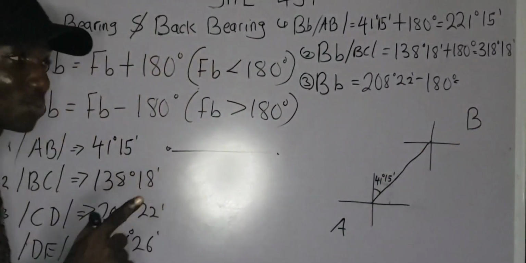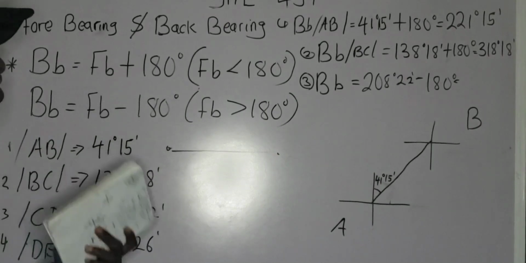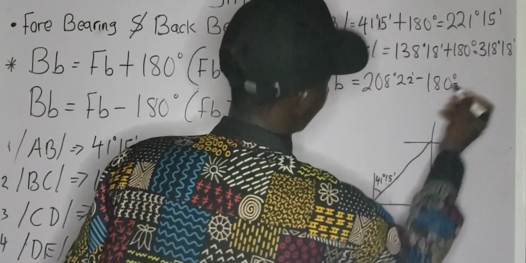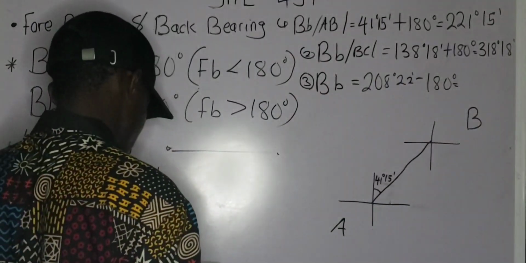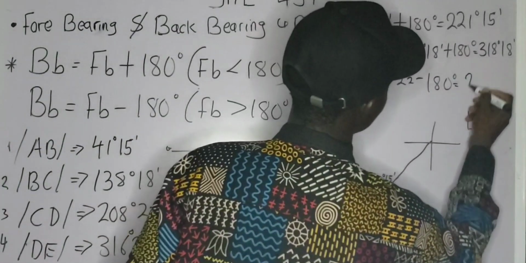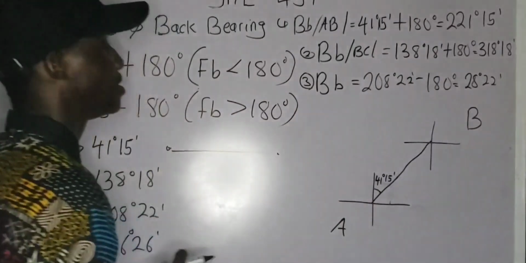Please note something: your Fore bearing will determine the type of formula that you are going to use. If the Fore bearing is greater than 180 degrees, as in this case, you are going to make use of Fore bearing minus 180 degrees. So, if you punch your calculator, you are going to get 28 degrees, 22 minutes. You understand? 28 degrees, 22 minutes.